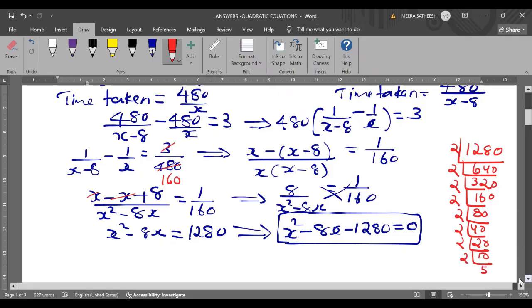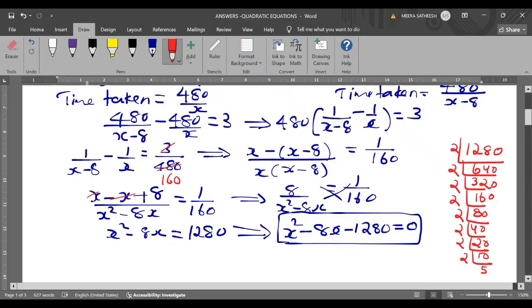Now what you have to do? You need to take different combinations. You have to split these factors into 2 groups, and you have to see where you get the difference as 8. So try many combinations. The numbers should be only nearby numbers that you have to take. So let us see how we can get it.